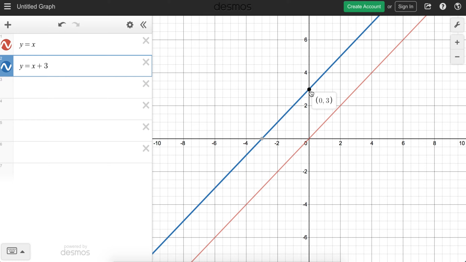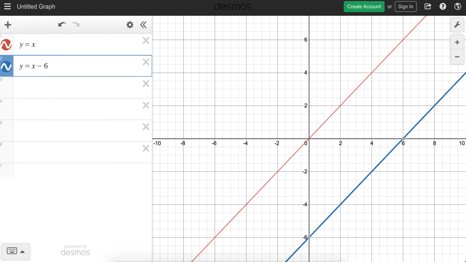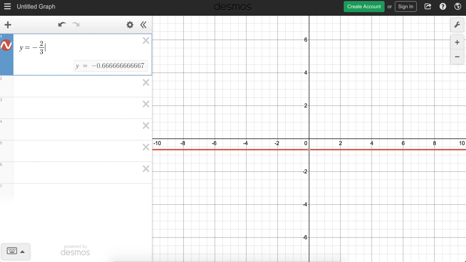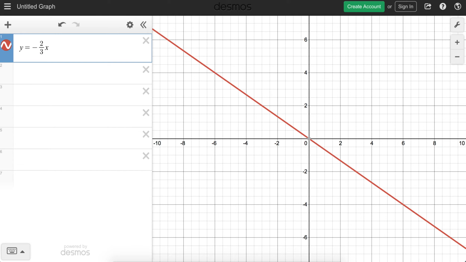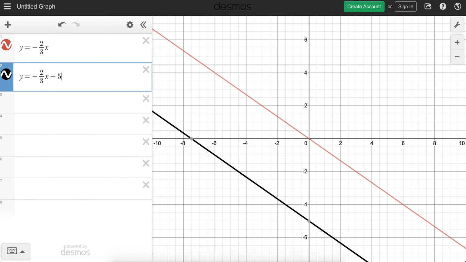So now when x equals 0, y equals 3, because 0 plus 3 is 3. When x equals 2, y equals 5, because 2 plus 3 equals 5. And if we increase this, we're going to just shift it up more and more. And if we subtract, we'll be shifting it down. So let's take a look at an equation like y equals negative 2/3 x, so a negative slope, flatter than 1. If I do the same equation, but I subtract 5, it'll be that same slope, but shifted 5 units down.